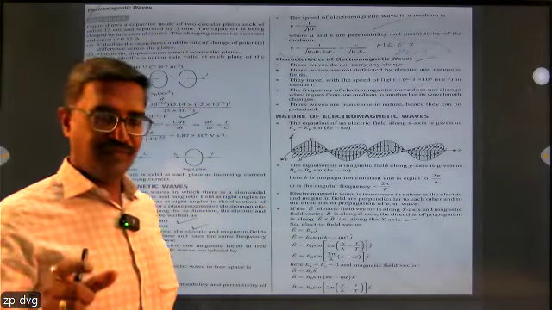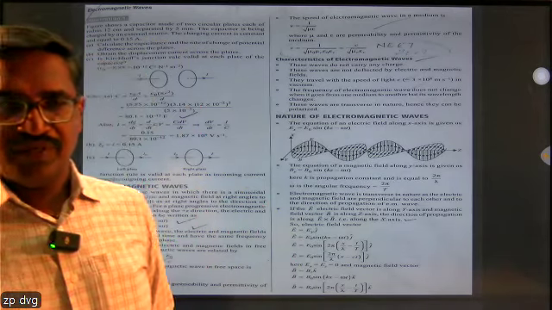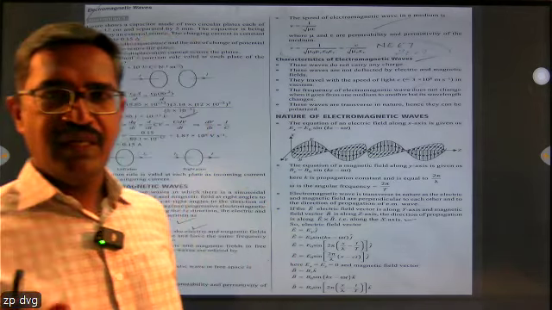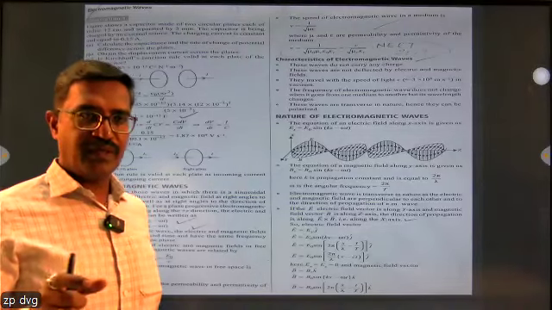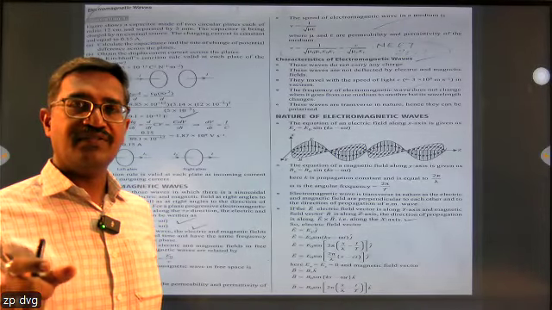wave which has both electric field as well as magnetic field, which vibrate perpendicular to each other and to the direction of propagation.